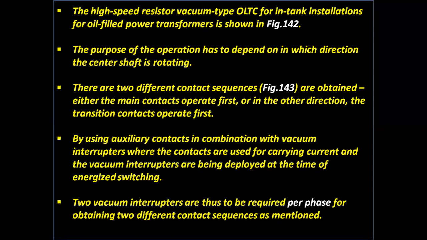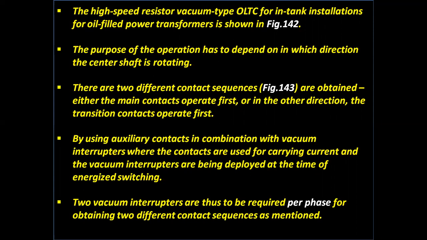The purpose of operation has to depend on in which direction the center shaft is rotating. There are two different contact sequences as of figure 143 are obtained. Either the main contacts operate first or in the other direction, the transition contacts operate first.